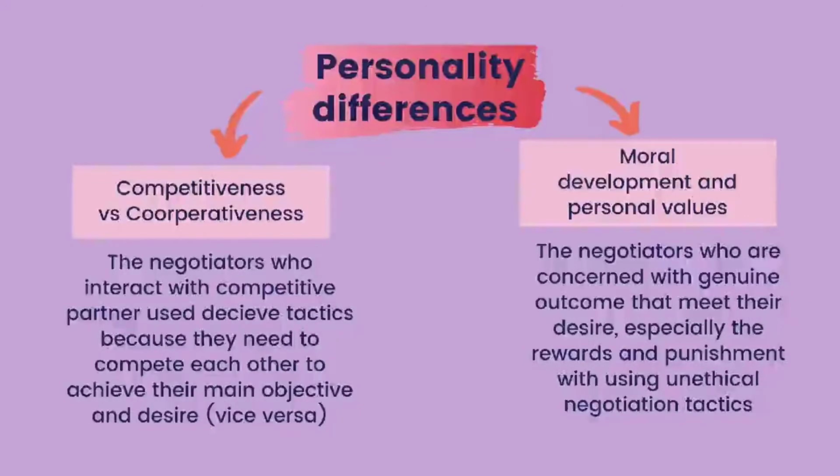While for the next point, which is moral development and personal values, the negotiators who are concerned with genuine outcomes that meet their desire, especially the rewards and punishment, use unethical negotiation tactics. They don't care about the consequences as long as they achieve their objective, even by using immoral tactics.